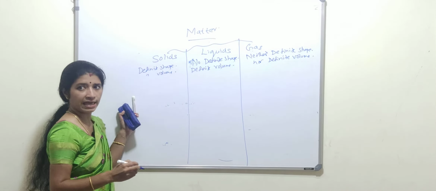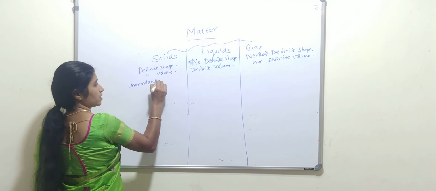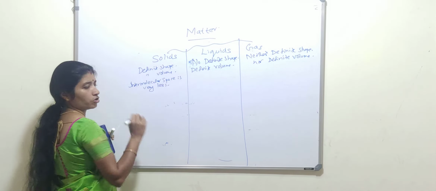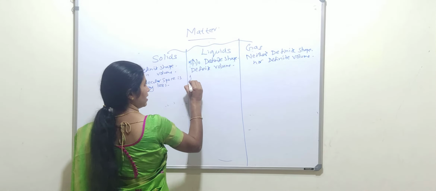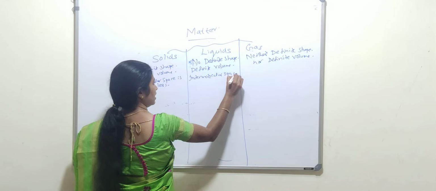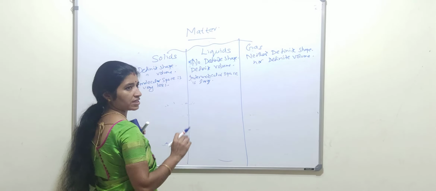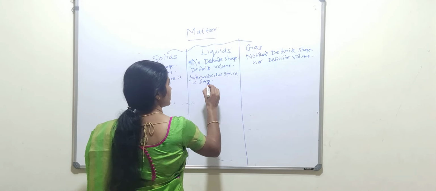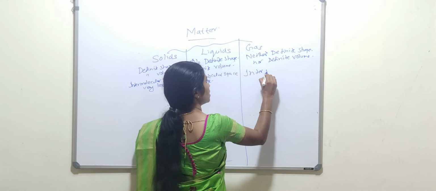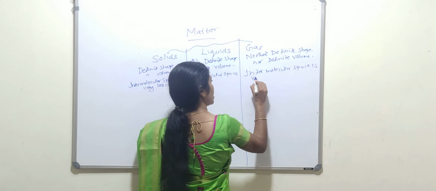Okay, as I said earlier, the intermolecular space is very small in solids. Intermolecular space is large in liquids when compared to solids. This intermolecular space, that is the spacing between the molecules, is large when compared to the solid state, and in case of a gaseous substance, this intermolecular space is very large.